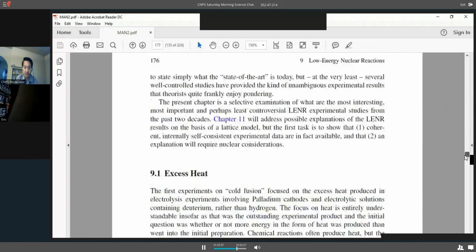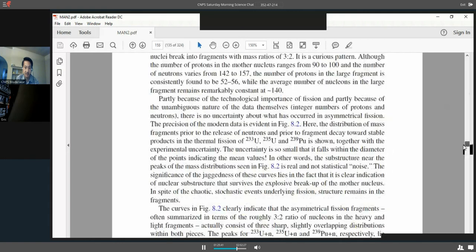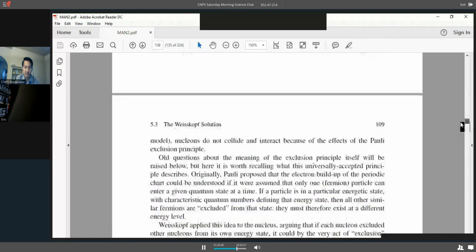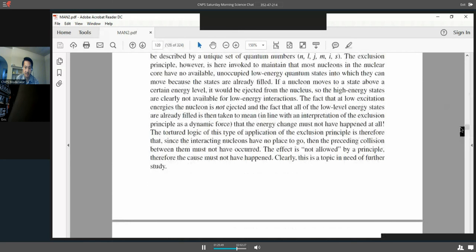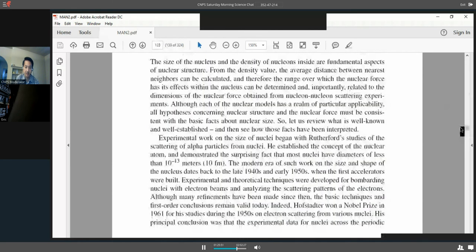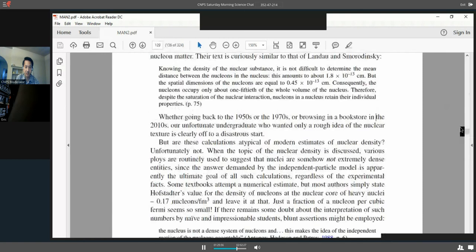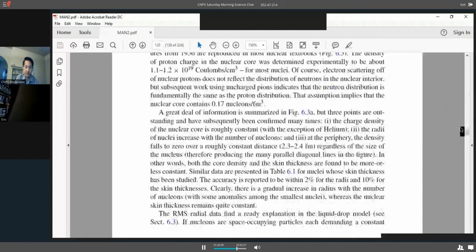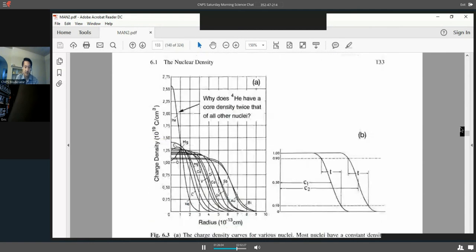And oops, now I went all the way back to the wrong place. Where was I? So nuclear size and shape. Let's get back to where. So there's that chart. Okay, so let's keep on going.